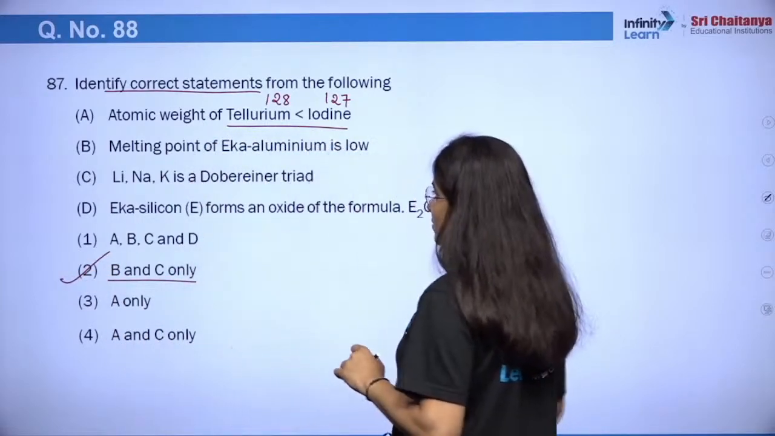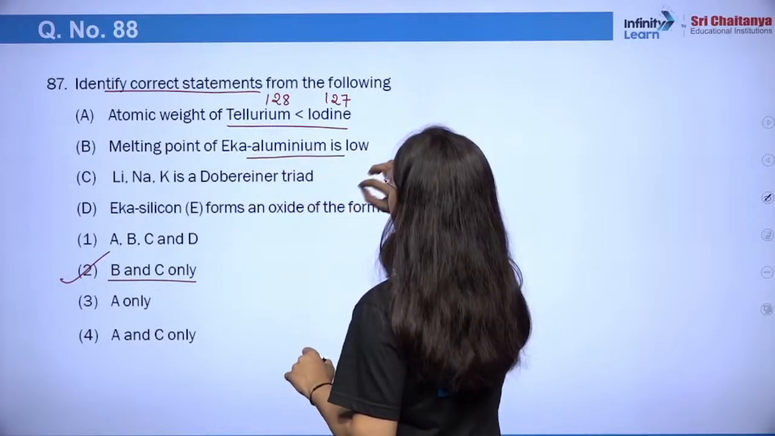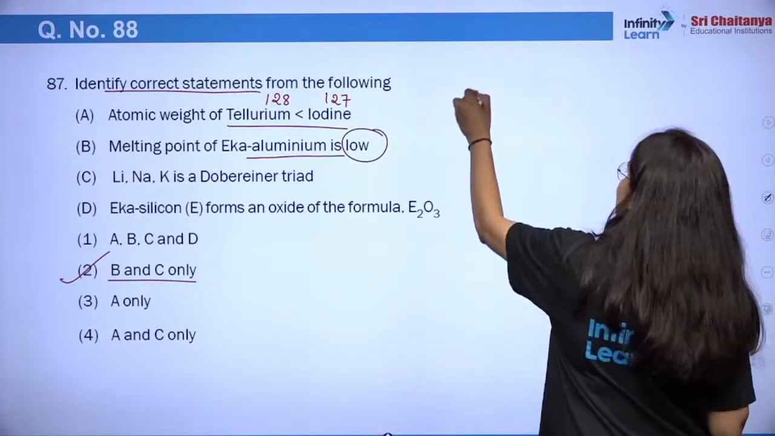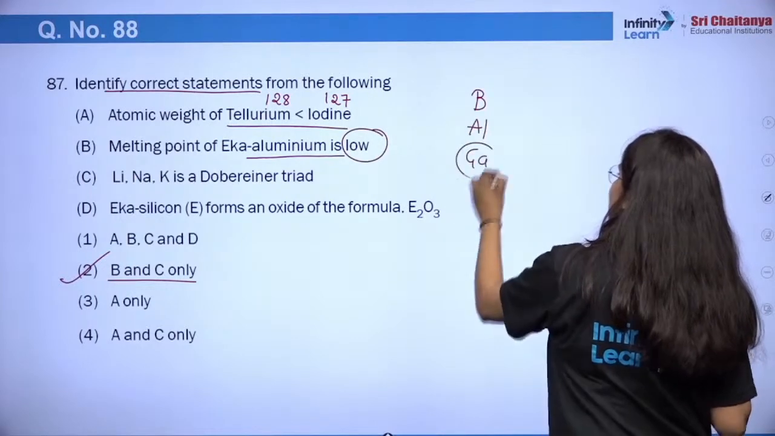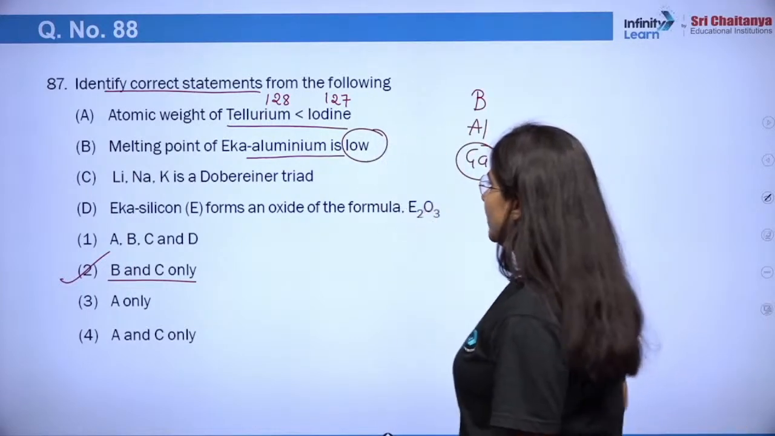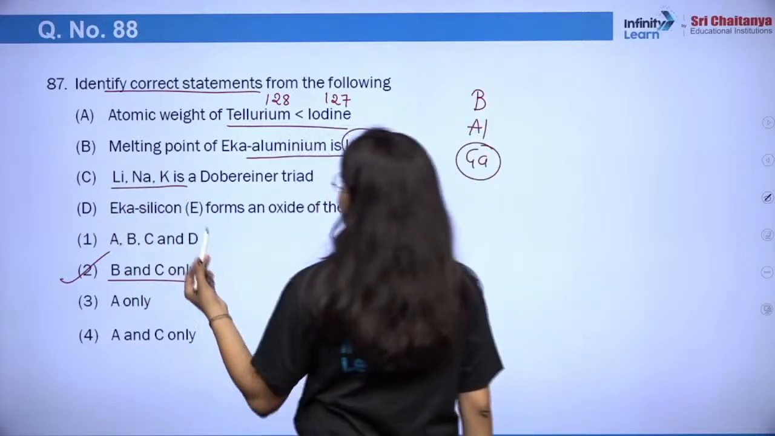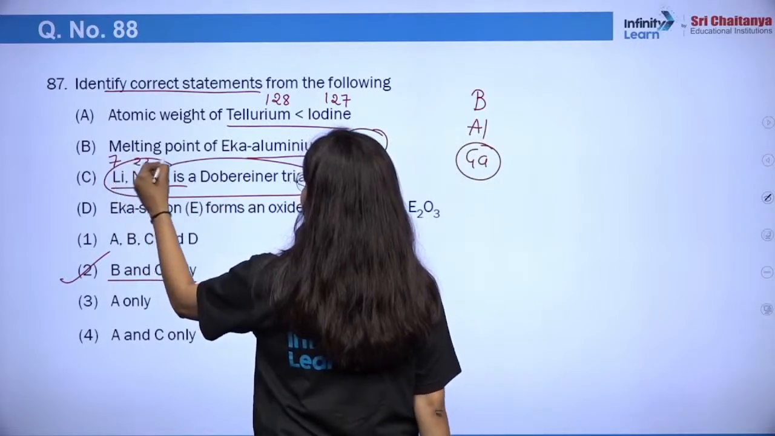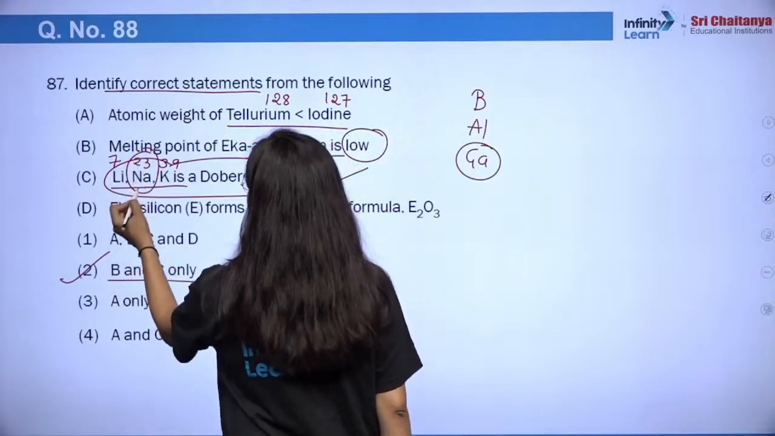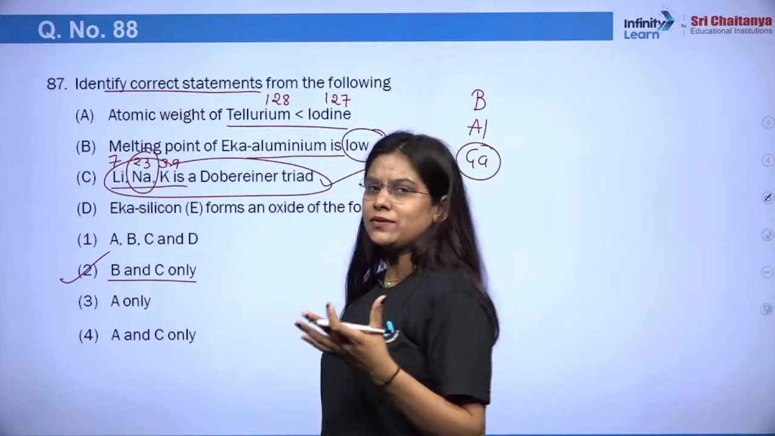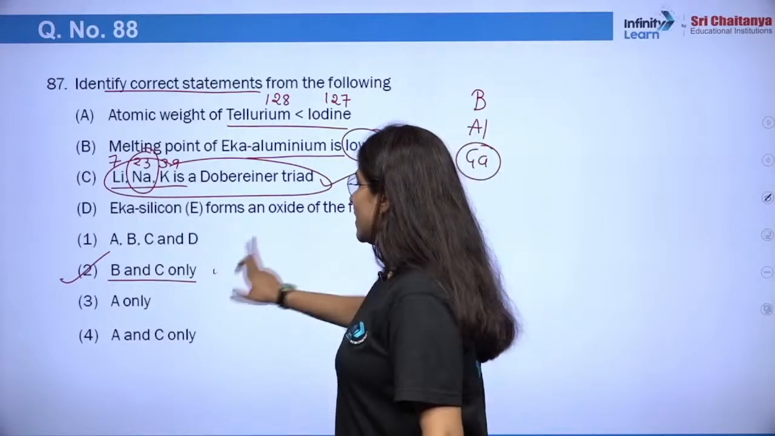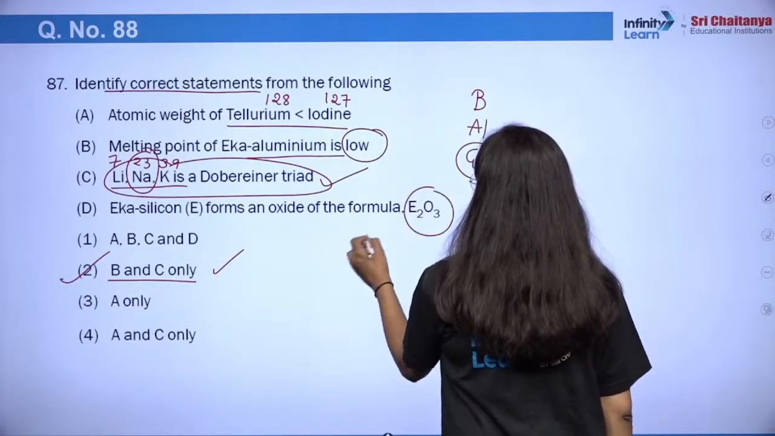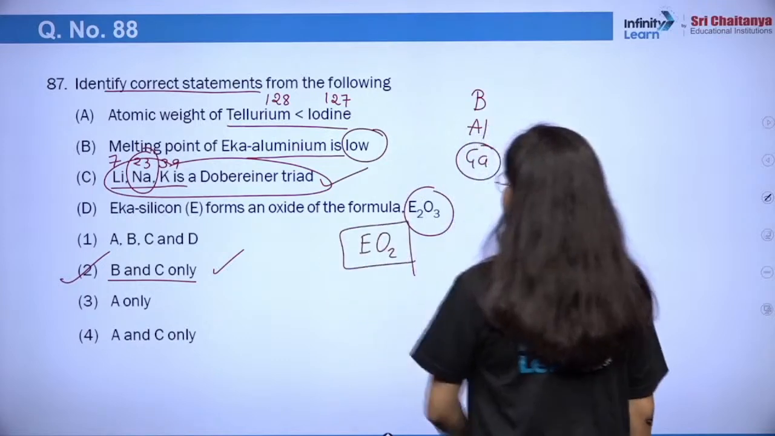But let's check the other options. Melting point of Eka aluminium is low. This is correct. Eka aluminium is what? Bangan, aloo, gajar. This is what? Eka aluminium. So it has low melting point. Correct. Sodium, potassium and lithium are forming a Dobereiner triad. This is also correct. 7, 23, 39. So we are getting this atomic weight as the average of the atomic weight of other two elements. So yes, it forms a Dobereiner triad. So B and C are the correct options. Eka silicon forms the oxide of formula EO2 because it comes below silicon.